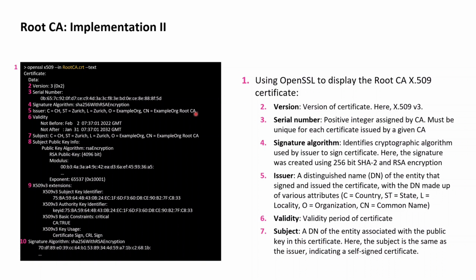Next field up on the list is field 6 with the validity period of the certificate. I specified the root CA certificate to have a lifetime of 10 years, and this is now reflected with the validity period of the certificate starting from the 2nd of February 2022 and lasting to the 31st of January 10 years later in 2032.